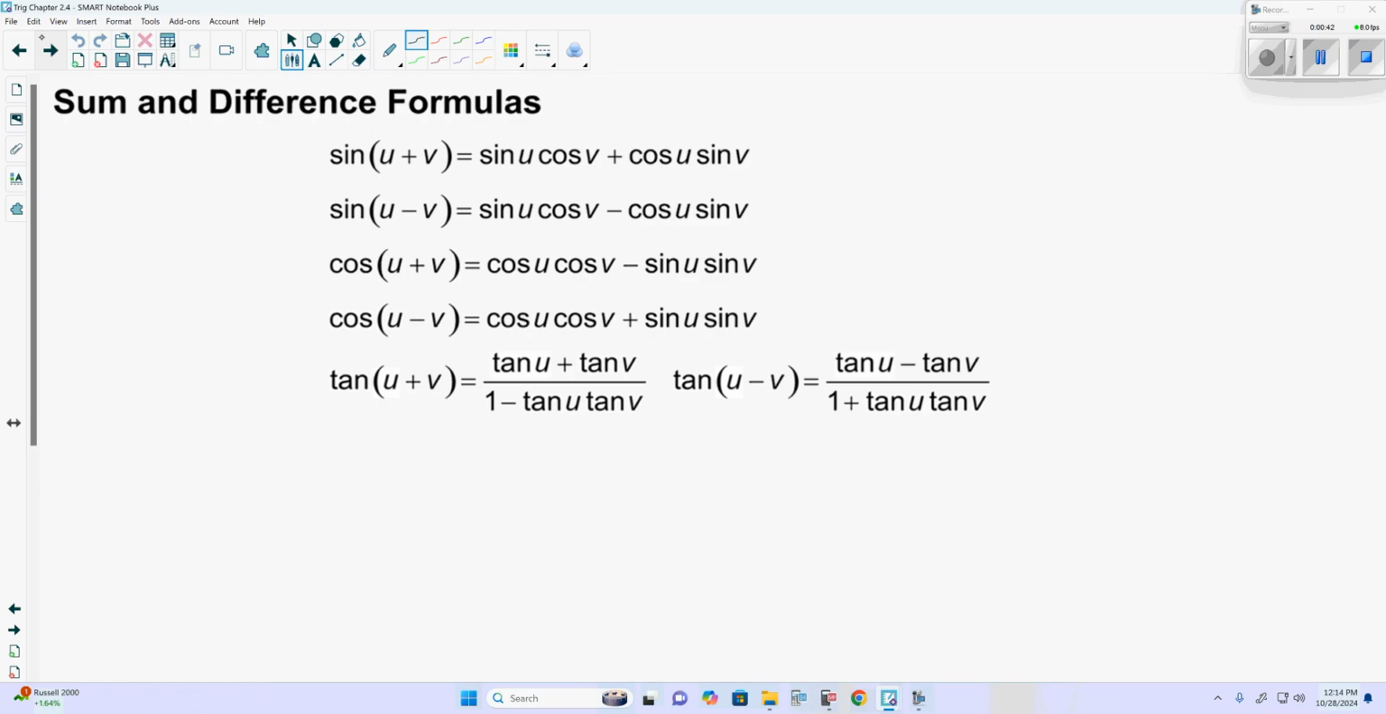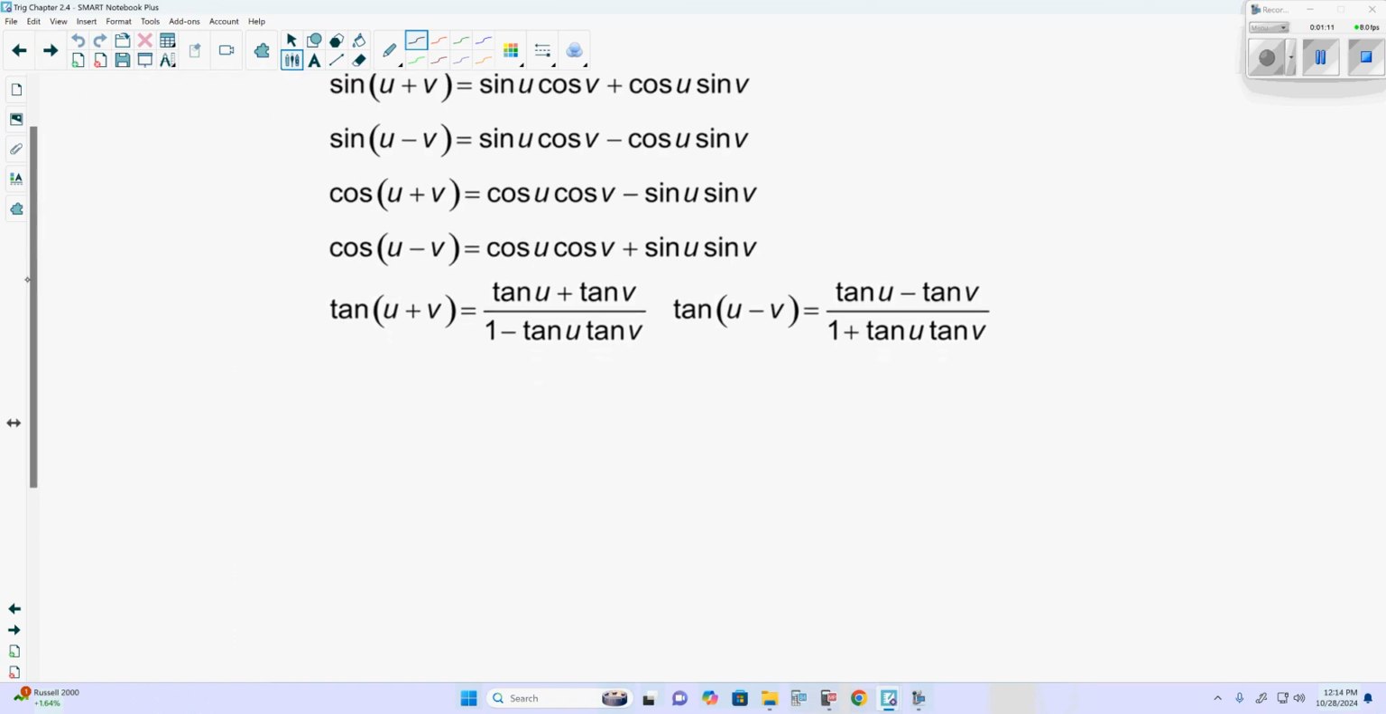All right, guys, what we're looking at today is more of the formulas, our theorems, our properties with trigonometric functions. So here we have the sum and difference formulas. Sine of u plus v, when we add two angles together, is the same as sine of u cosine of v plus cosine of u sine of v. Sine of u minus v is equal to sine of u cosine of v minus cosine of u sine of v. And we have formulas for cosine and tangent as well.